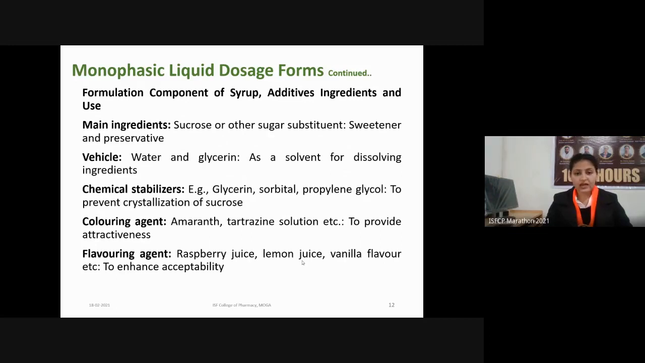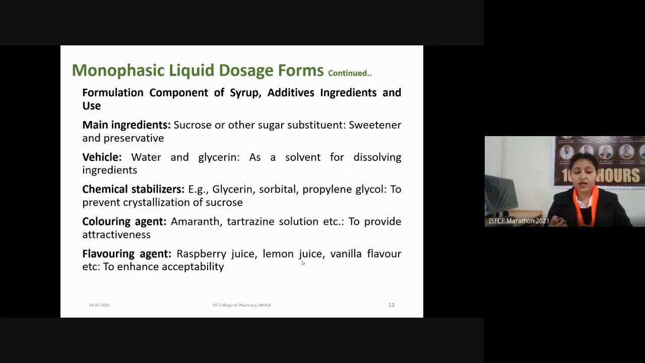Now what are the vehicles? Vehicles are the solvents in which we are going to add our medicament as well as our excipients. It means it carries our excipients and it also carries our medicament. So in the preparation of syrup, water or glycerin is acting as a vehicle. We will dissolve the sucrose or these preservatives, if we need them, in the water or in the glycerin to make a syrup.